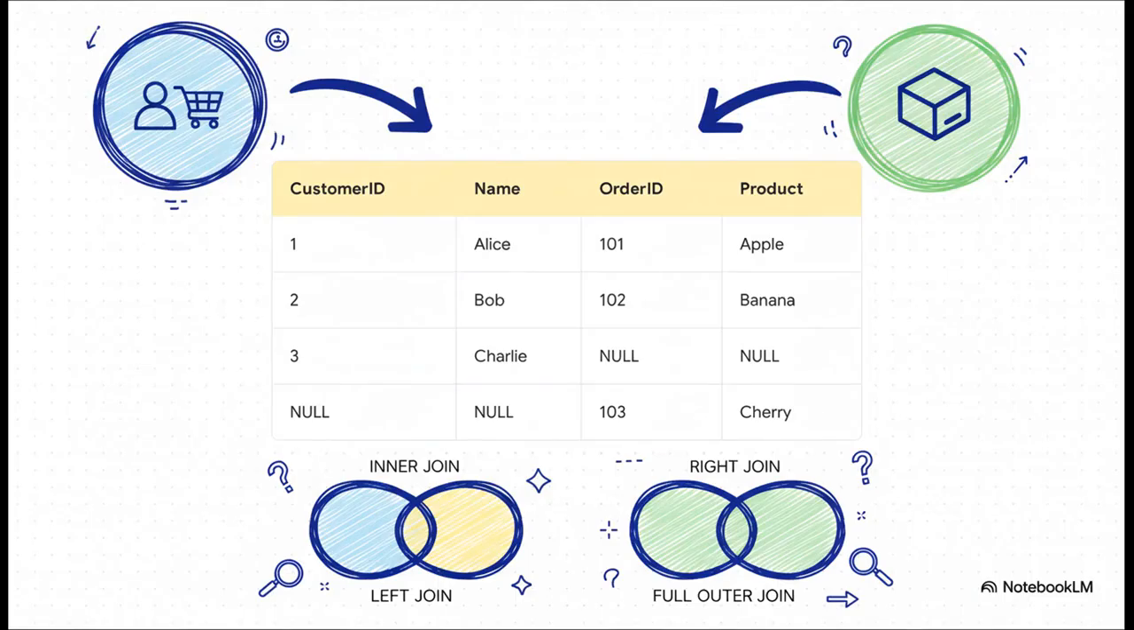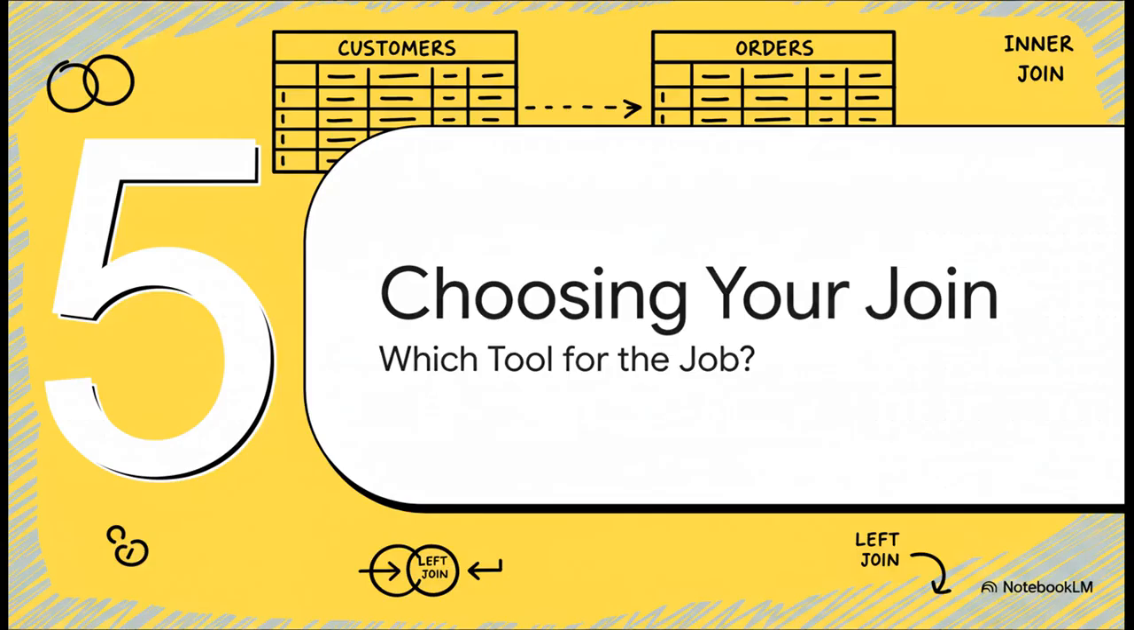And here it is. Everybody's at the party. We've got our customers who have orders, we've got our customer without an order, that's Charlie, and we've got our order without a customer, that's the cherry. This gives you a totally complete, reconciled view of your data. It shows you everything that lines up perfectly and everything that doesn't. So you've got these 4 really powerful tools in your toolkit. The key then is just knowing which one to grab based on the question you need to answer.